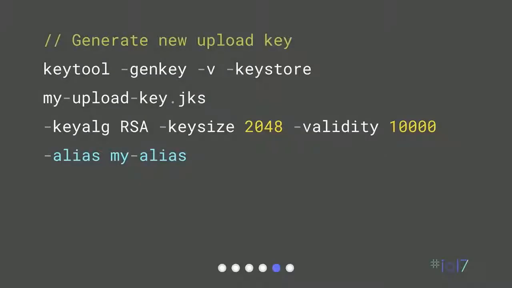Now, you're going to generate the new upload key. This will be used to authenticate your APK uploads with Google. We remove this signature and re-sign with the original key before distributing the app. And you generate a new key really simply using the key tool.